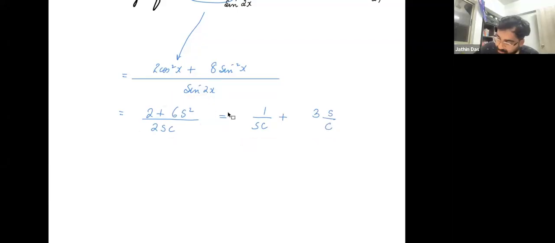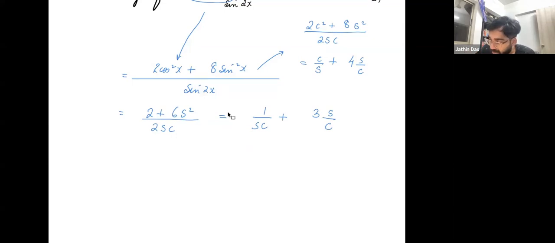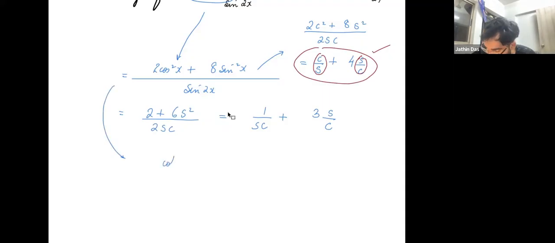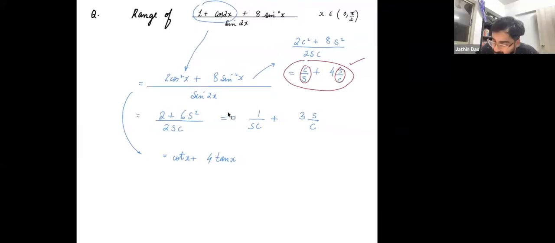But if you divide here itself, 2 cos square plus 8 sin square, divided by 2 sin cos, you get cos by sin plus 4 sin by cos. Yes or no? So which one will you prefer? I'll prefer this because they are reciprocal to each other. So can I write this whole thing as cot x plus 4 tan x? And sin 2x should not be 0.